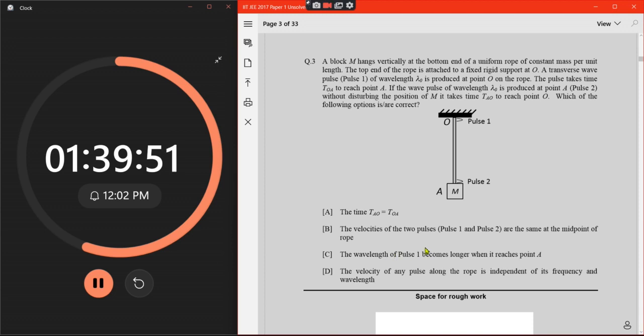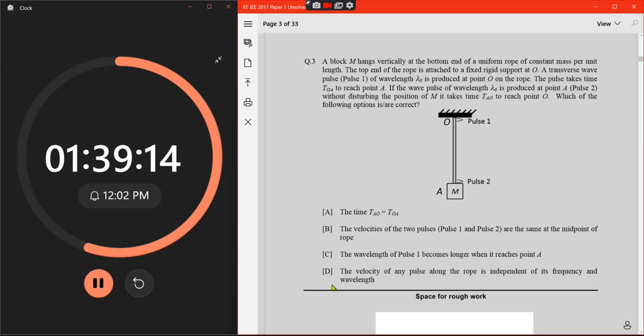Okay, the length of pulse one becomes longer when it reaches A. No, it becomes shorter because the frequency is the same, so wavelength is equal to C upon F. C becomes shorter, so wavelength also becomes shorter. The velocity of any pulse along a rope is independent of its frequency and wavelength. Yes, actually. So D is correct because at some certain point, yeah, that's right. So D is correct. Length of pulse one becomes longer, which is point A. Got it. So C is wrong. D is correct.